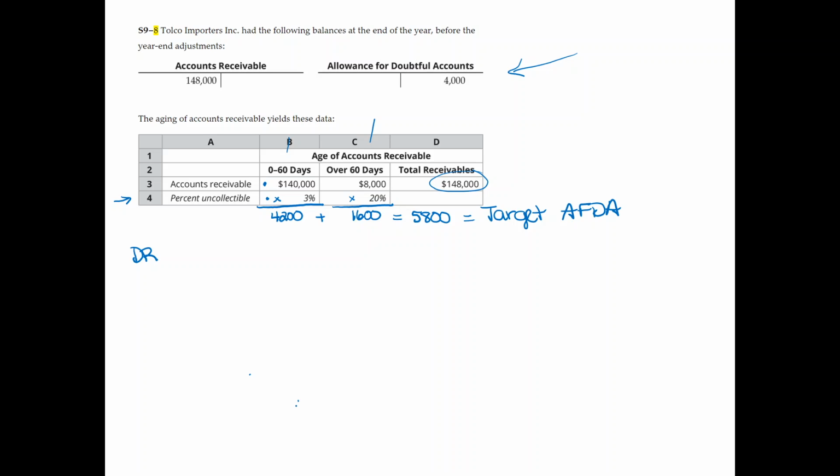So we use the same accounts. Debit bad debt expense, and credit the allowance for doubtful accounts. I'm just going to put AFDA for short. But here we take the 5,800 target minus the 4,000 that's already there. So we're only going to do our entry for 1,800.